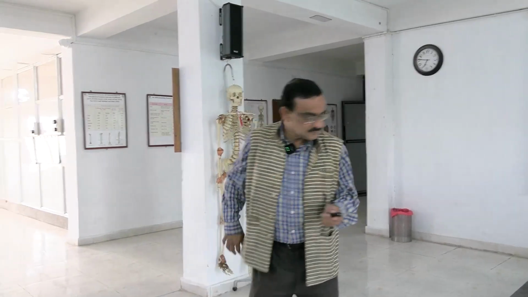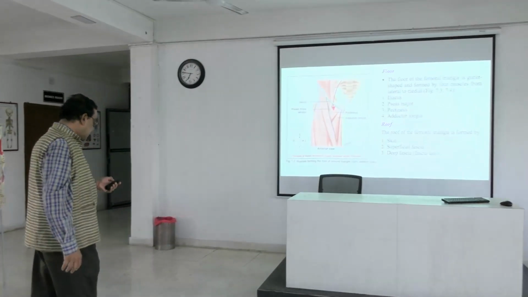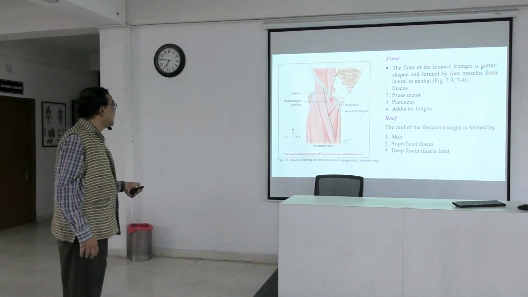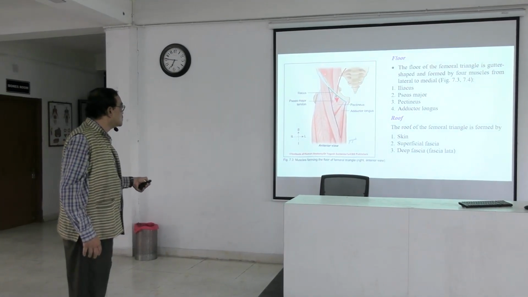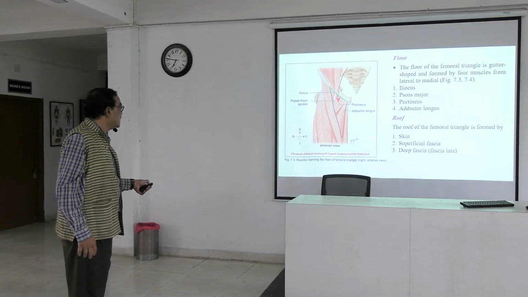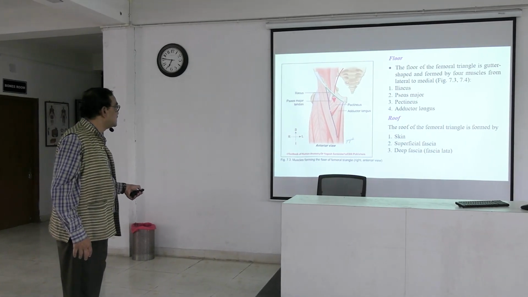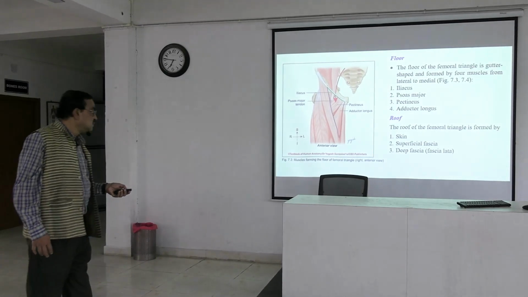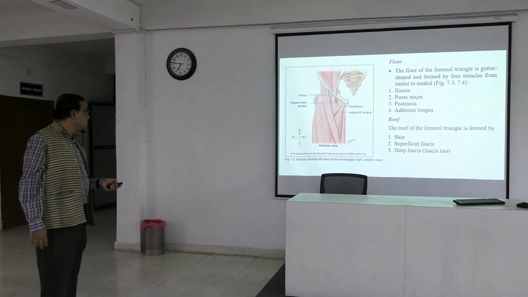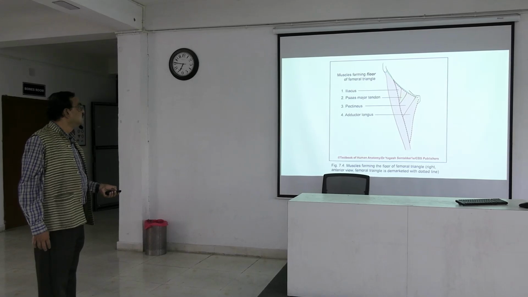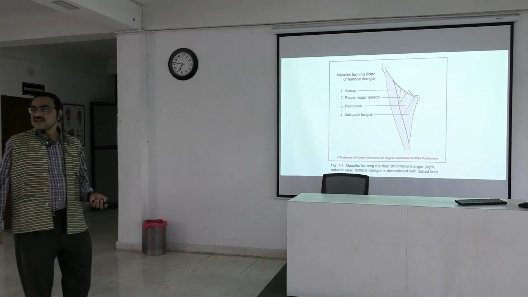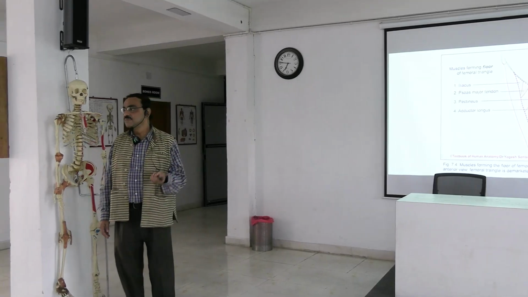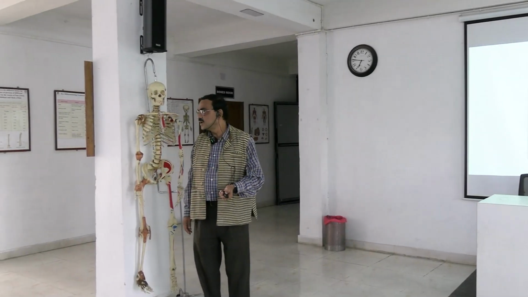So we can appreciate iliacus most laterally, then psoas major, then pectineus, then the adductor longus. And here the floor and roof, you have come across the same in a diagrammatic way. Same thing: iliacus, psoas major, pectineus, adductor longus.